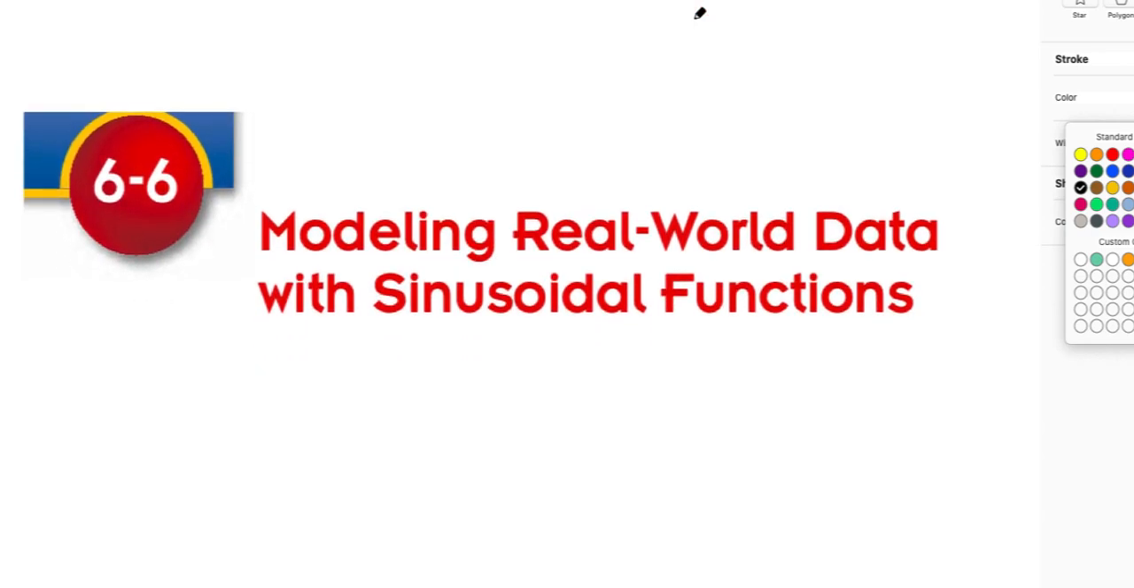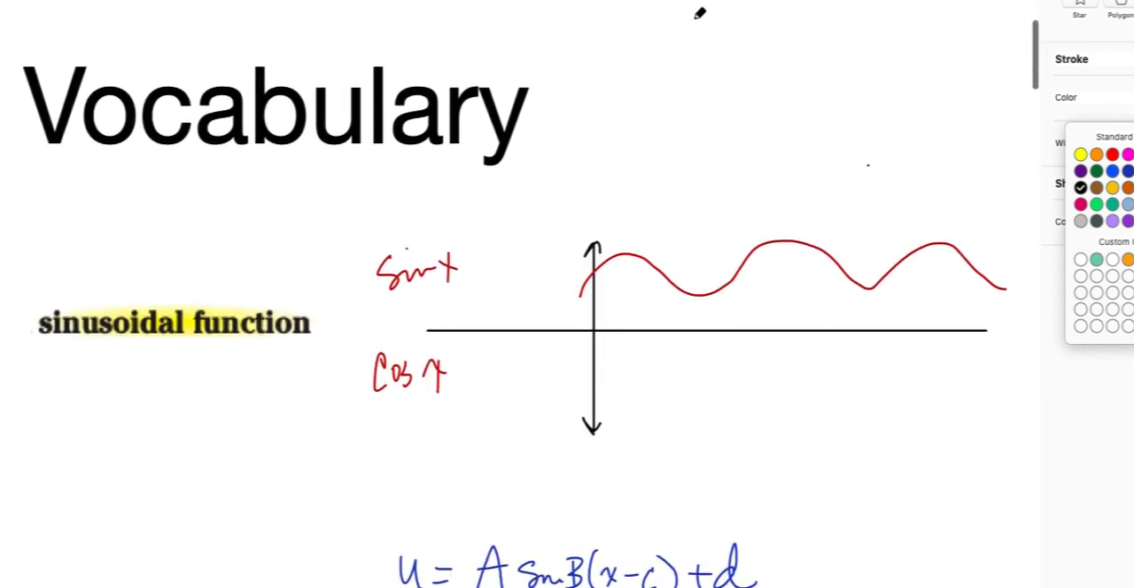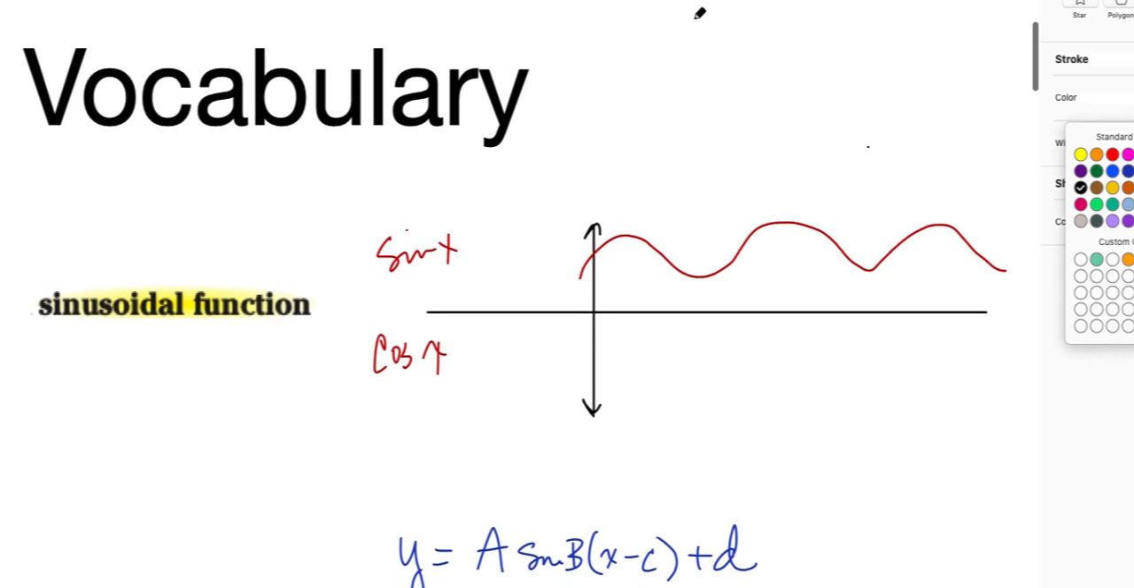Right, here we are in section 6.6. We're going to be talking about modeling real-world data using sinusoidal functions. We've talked before about sinusoidal functions. Basically, they're any function that can be described by a sine of x or a cosine of x function.